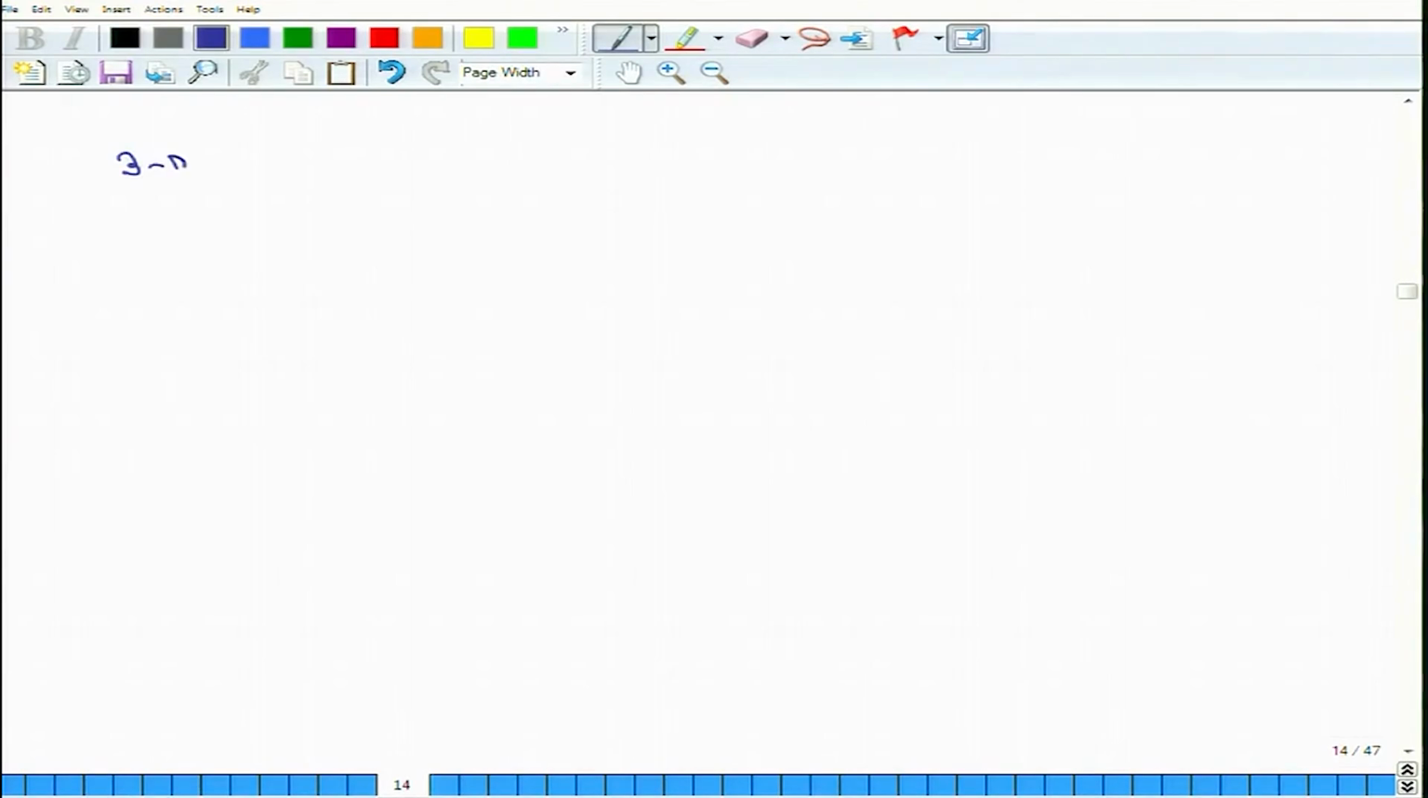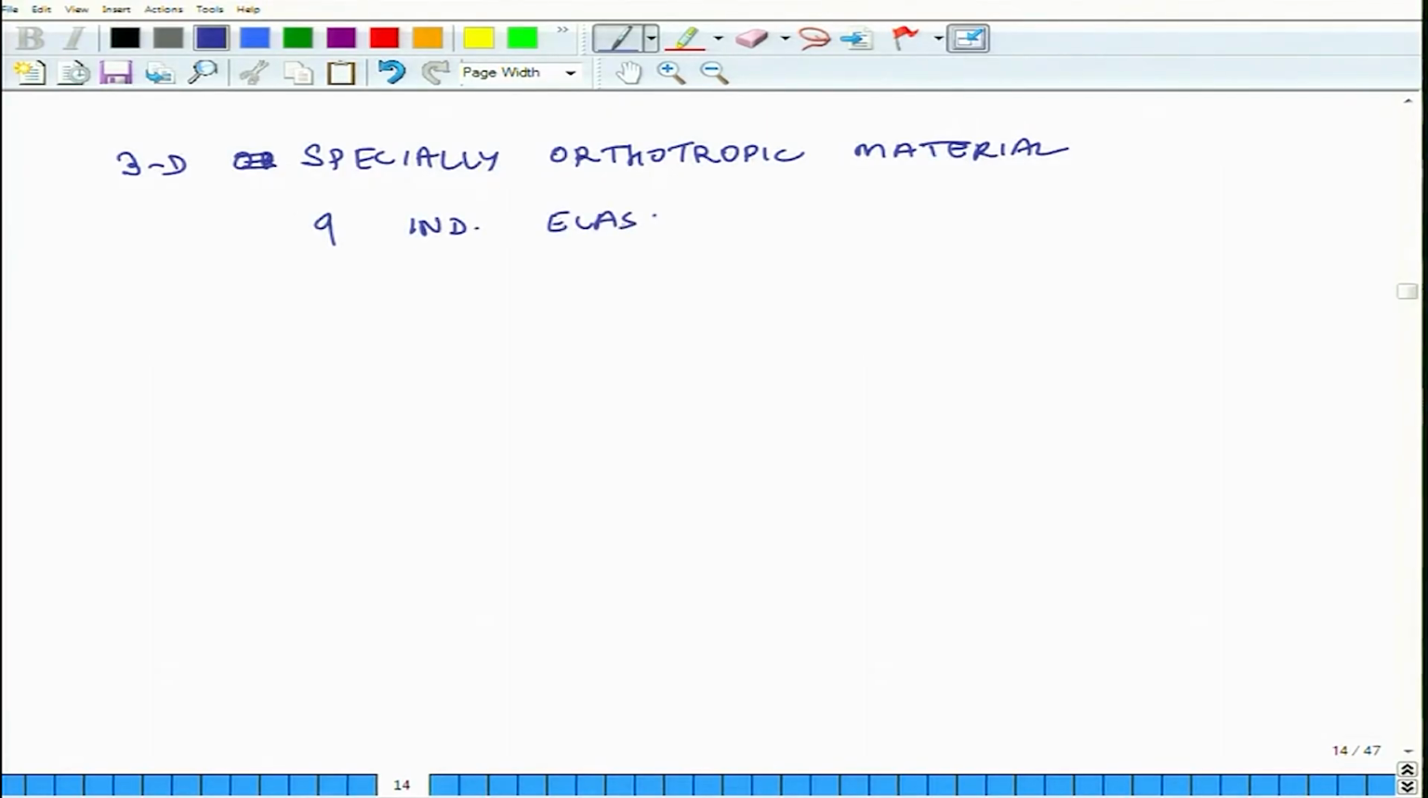So, a 3D especially orthotropic material will have 9 independent elastic constants. Okay.